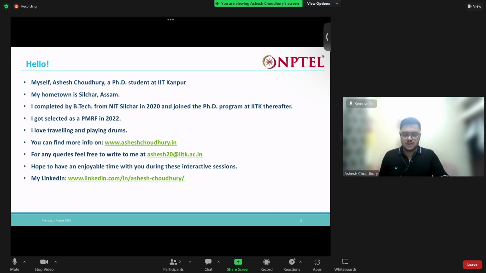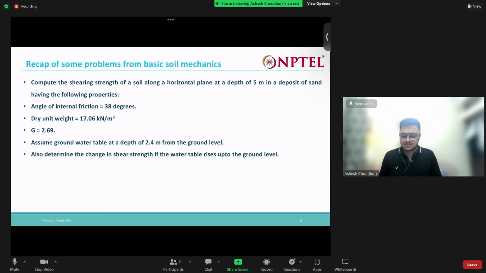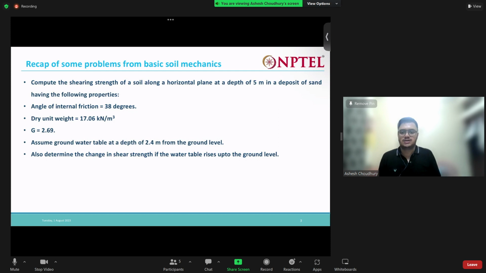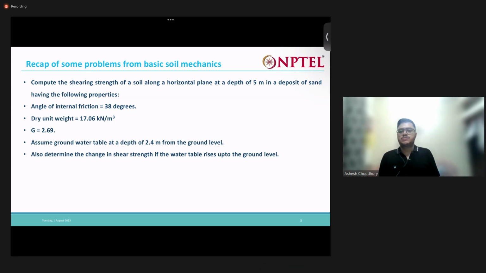Okay, so in the beginning, let us start by solving some very easy problems from basic soil mechanics, because in this first week's lectures there aren't any problems. It was just the theoretical part. Next week, we will start solving problems from the geosynthetics part, after you learn about the designing. So let us recap some of the basics, the shear strength and earth pressure theories. We will solve some problems, and then we will revise whatever has been taught in this week.